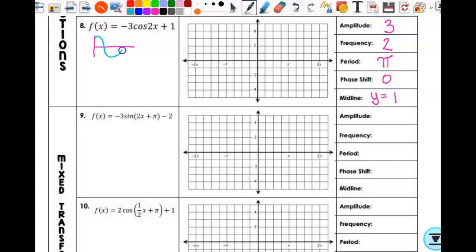Sketch my parent function here. I have this negative again that I got to pay attention to. And here is my midline. Okay. So I'm not shifting left or right, which means I am starting on the y-axis. Normally it's from the midline. I go up whatever the amplitude is, but because of that negative, I'm going to start at the midline and go down the amplitude, which is 3. And I'm right here.